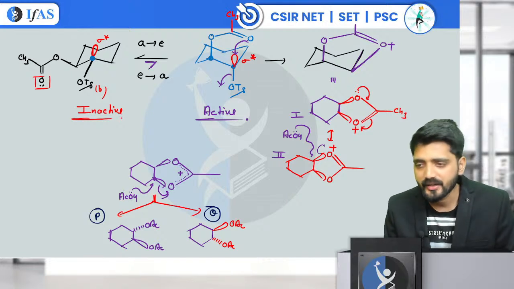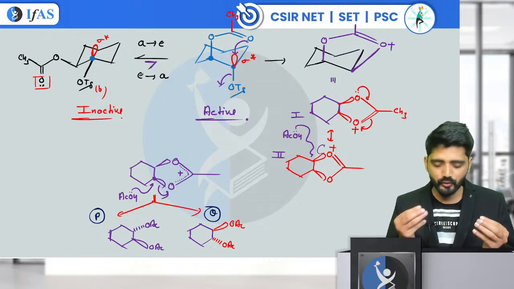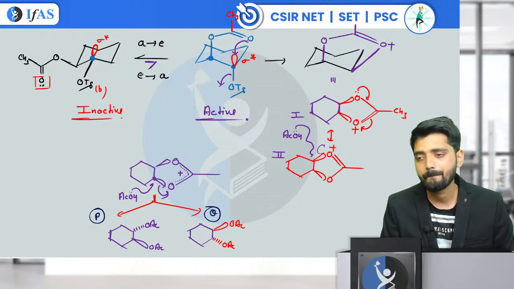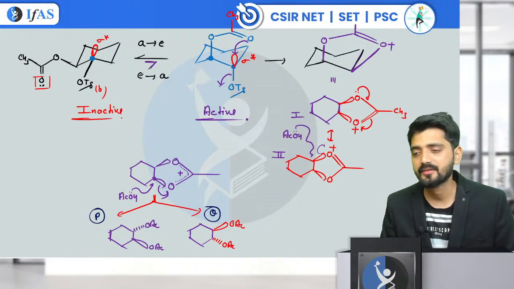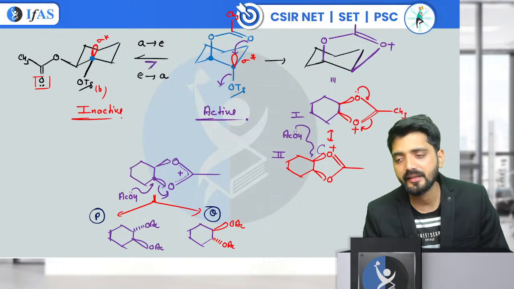Are you able to digest this concept? And can you tell me what is the relationship between the two products which we have drawn, the P and the Q? Tell me fast. The intermediate has a plane of symmetry, a pair of enantiomers. Very good. Excellent.